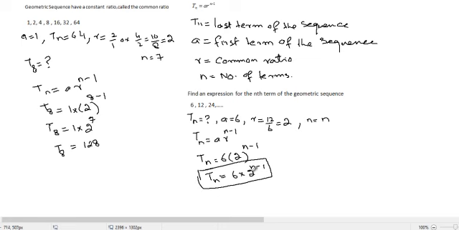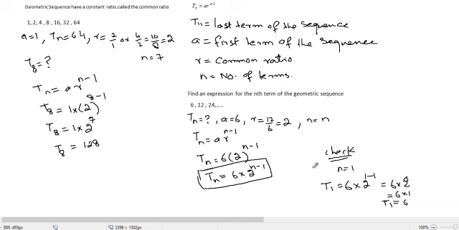Now in order to check whether it's correct or not, how can we check it? By putting n equals 1, we will get T1. In place of n we put 1 here. So it's 6 multiplied by 2 raised to power 1 minus 1. So it's 6 into 2 raised to power 0. 2 raised to power 0 is 1. So 6 multiplied by 1 is 6. So T1, the first term, is 6. You can see here the first term is 6.